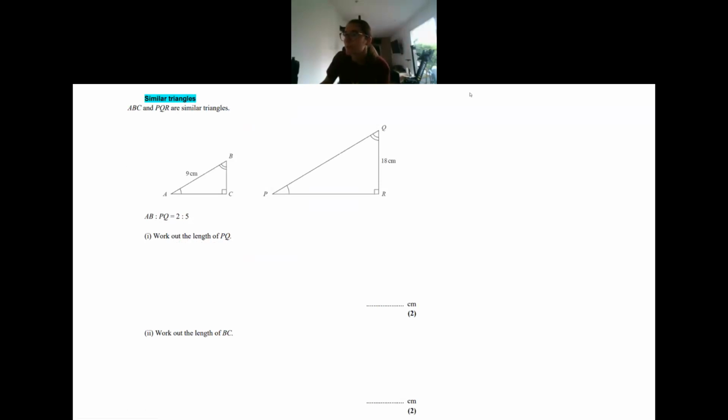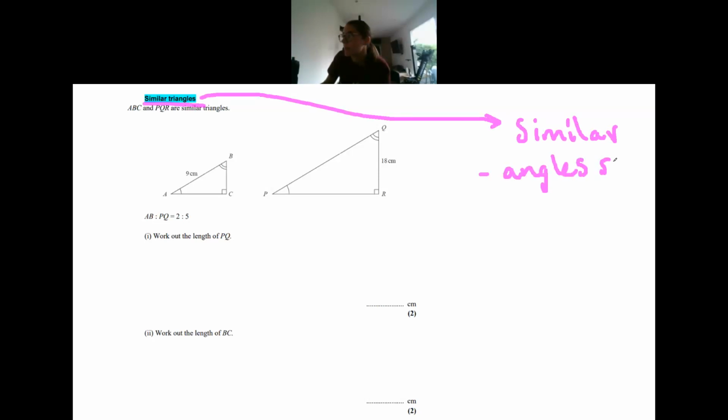Similar shapes. So mathematically similar shapes, key points: all the angles on the inside of the shape are the same. The lengths are different by a scale factor. So our shape might be twice the size or 3 times the size or whatever.